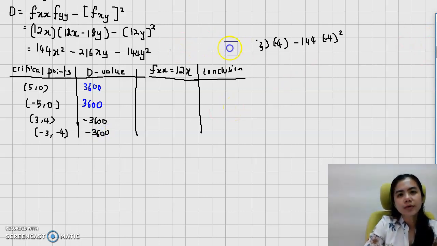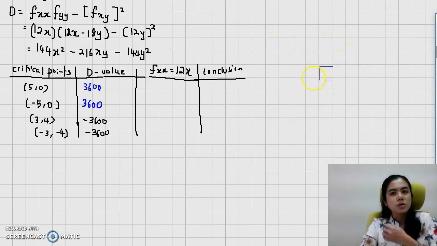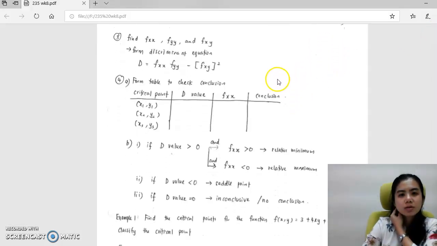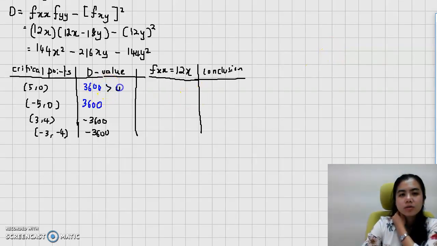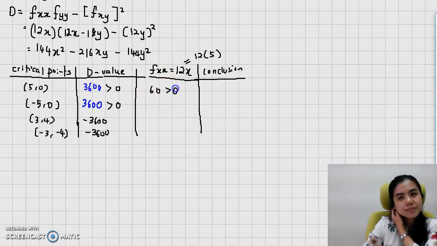So once you are done with the D value, go back to our flowchart. The flowchart says that when you have the D value greater than 0, you have to check the fxx value. So from the first two critical points, you have to check. This one is greater than 0, and this is coming from greater than 0, so you have to check this. Let's look at our x value, we have to substitute here. If you substitute here, you have 12 multiplied with 5, and you have a positive 60. Positive 60 is greater than 0. And if you sub x as minus 5 into here, you have negative 60. Negative 60 is less than 0.